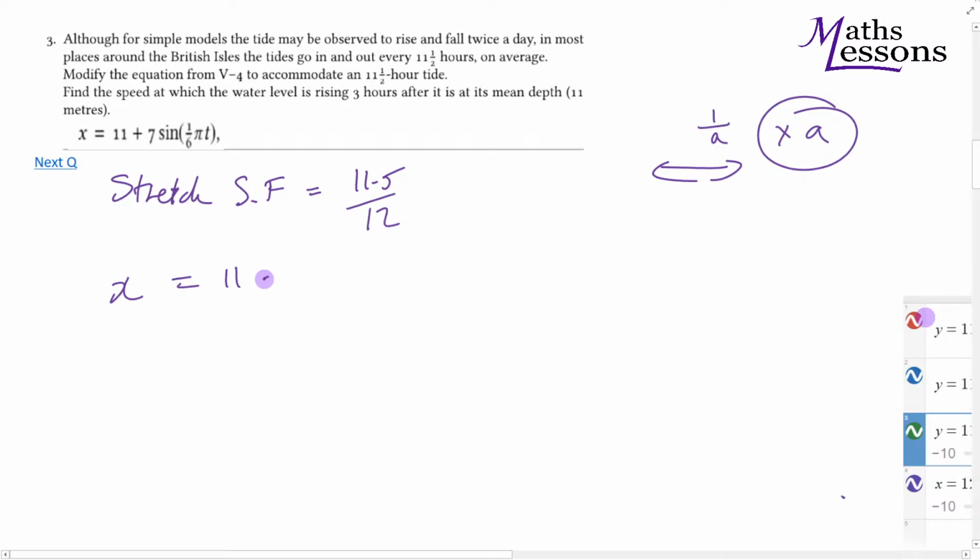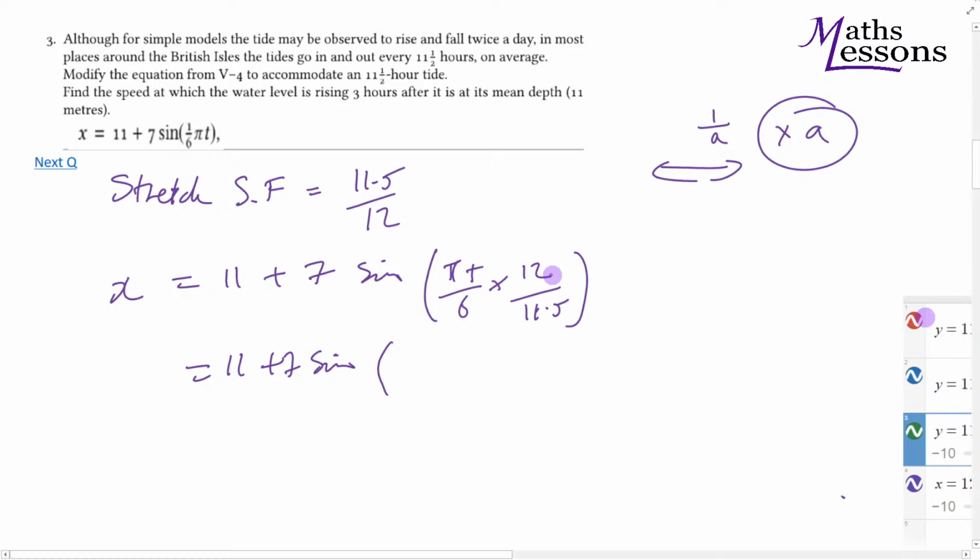So x is going to equal 11 plus 7 sine pi t over 6 times 12 over 11.5. We could simplify that a bit if we wanted. The 6 will cancel out to give me 2 pi t, and we got that over 11.5, although that's a bit nasty. I'd rather have it as 4 over 23, which would be probably nicer. So let's just rub that out and put whole numbers on the bottom. And that's probably a neater version of our formula.